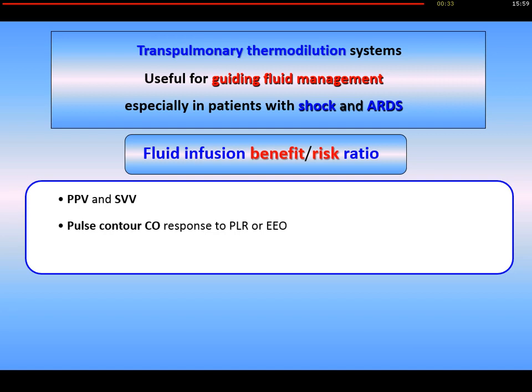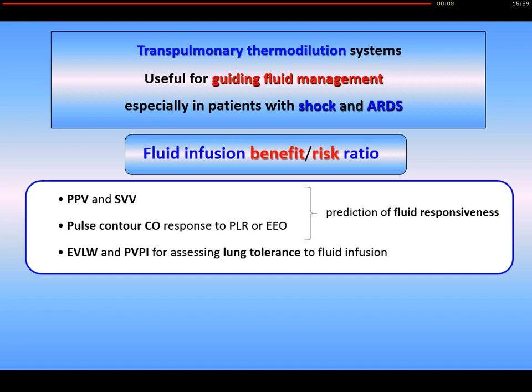If PPV and SVV are not valid, because of low tidal volume or arrhythmias, etc., we can look at the changes in pulse contour cardiac output in response to either passive leg raising or an expiratory occlusion test. This is good for the prediction of fluid responsiveness, and this is the numerator of the fluid infusion benefit-risk ratio. The denominator can be provided by extravascular lung water and the pulmonary vascular permeability index.